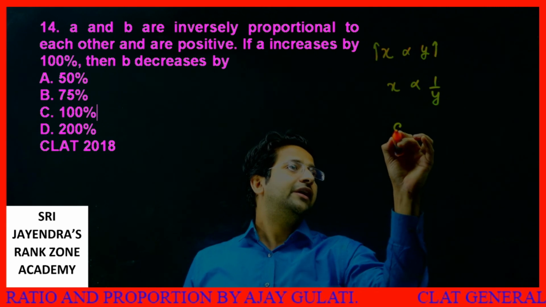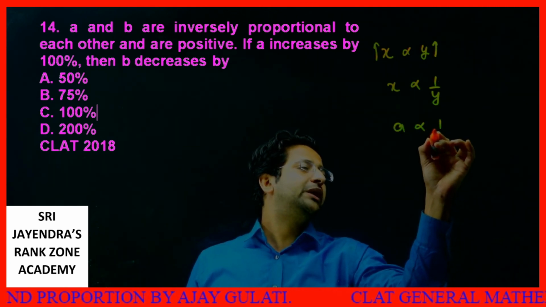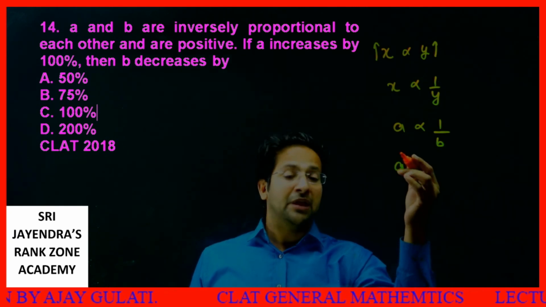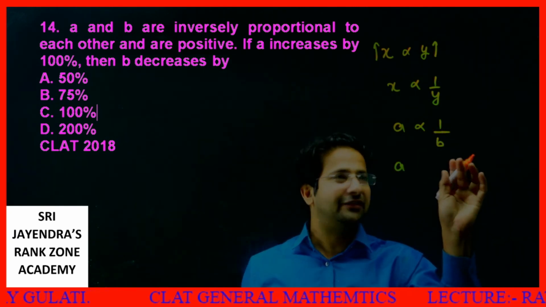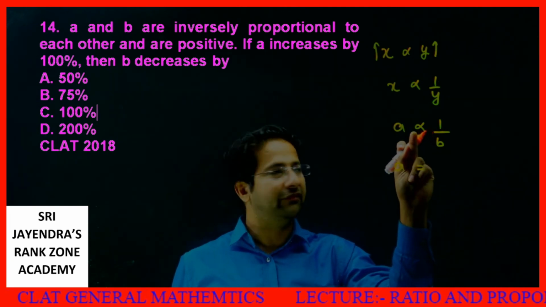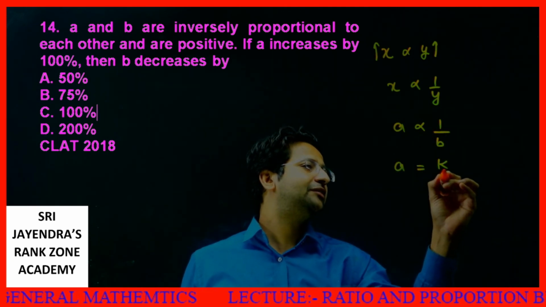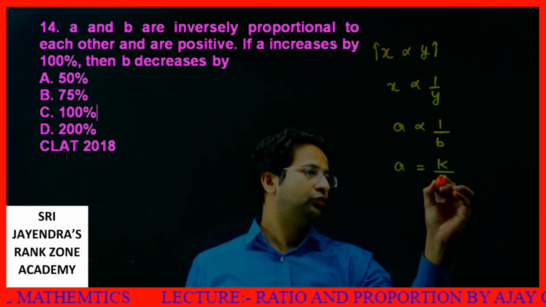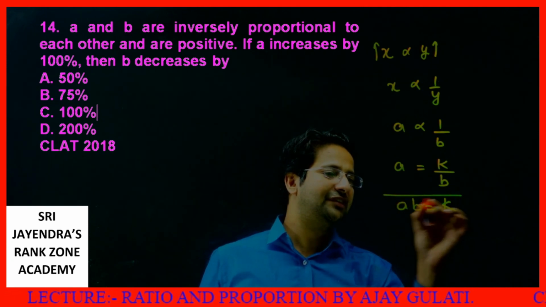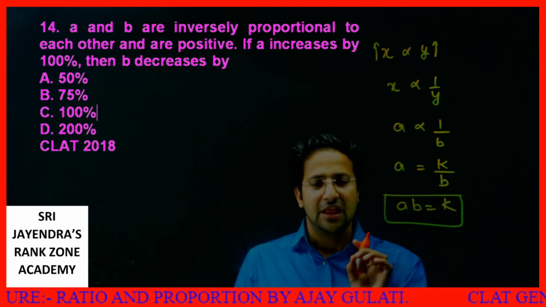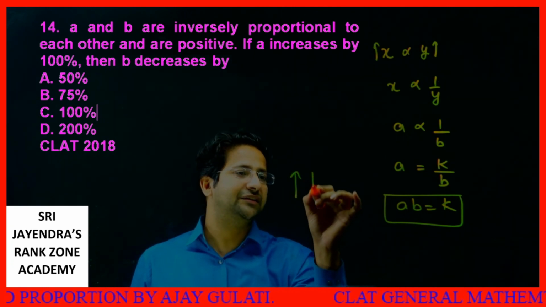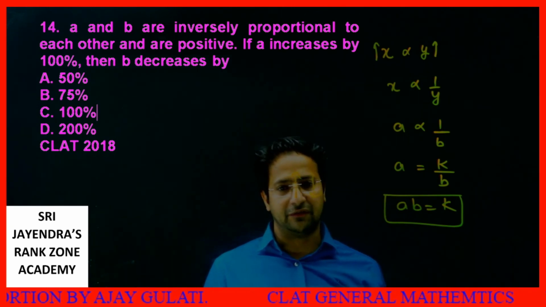If A is inversely proportional to B, we will write it like this. If we remove this proportionality sign, we multiply this thing by a constant number K. So A is equal to K by B, or the best thing is AB is equal to K. This is the thing which you need to understand, students. When two things are inversely proportional, it means if one thing increases, then the other thing decreases. This is the concept of inversely proportional.